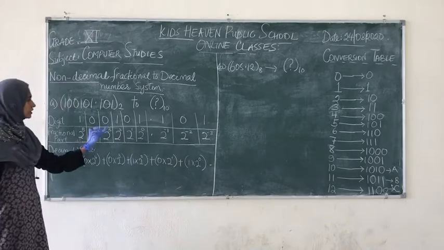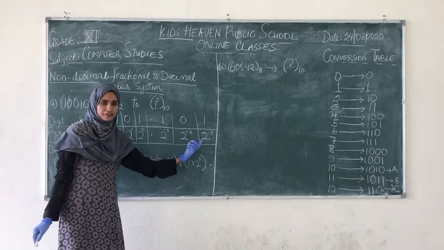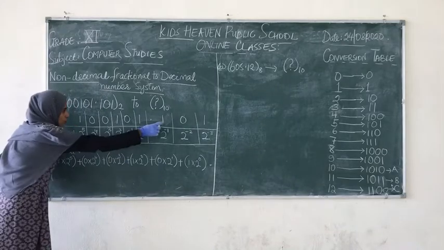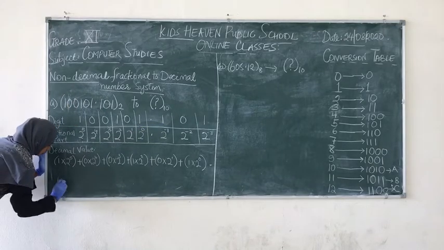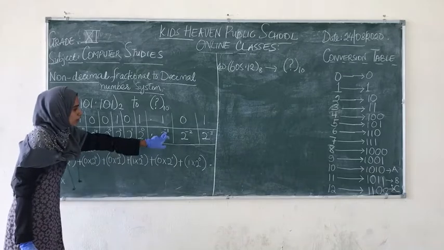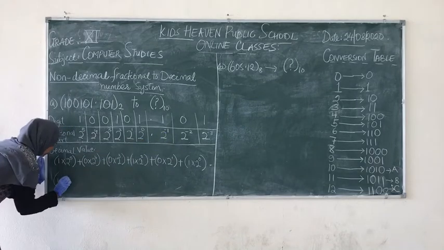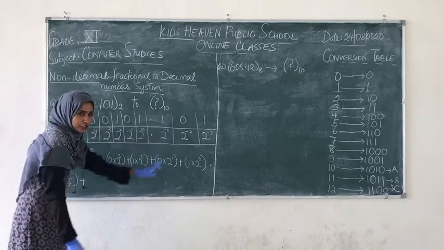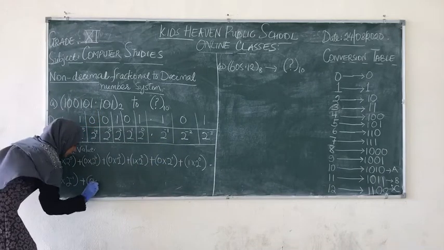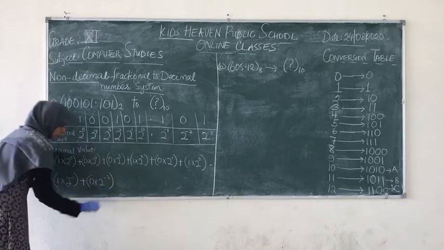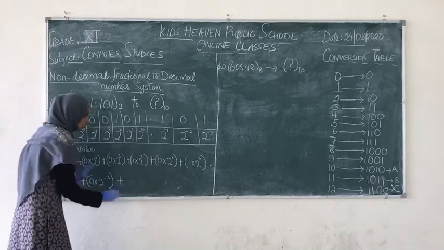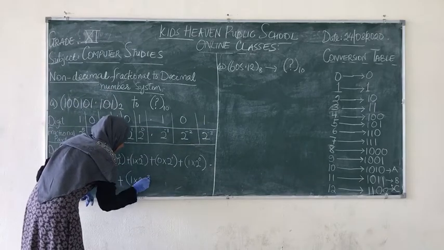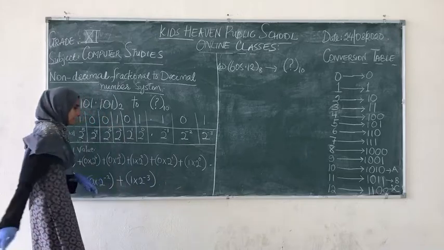and plus 1 multiplied by 2 to power 0. This is only the integer part. We have the fractional part remaining. Let's do that too. The first one is a 1 multiplied by 2 to the power of minus 1. Add it to the next digit 0 and 2 to the power minus 2. Okay? Now let's go for the third digit, which is a 1 multiplied by 2 to the power of minus 3.